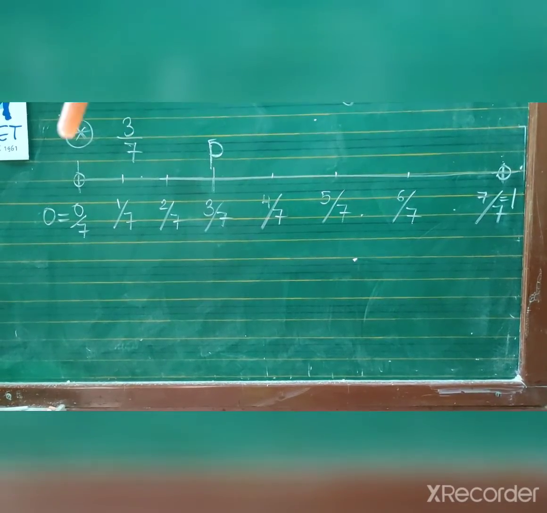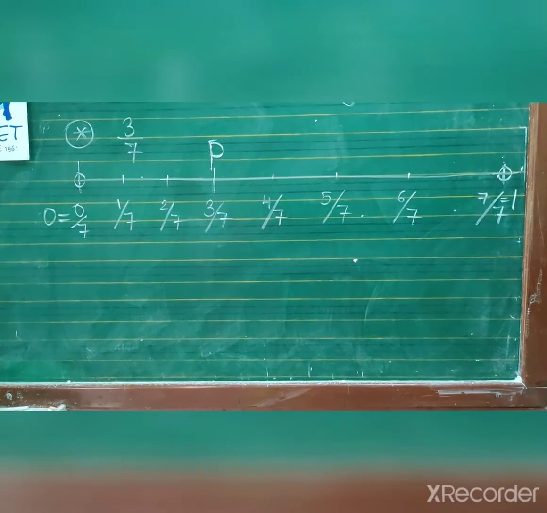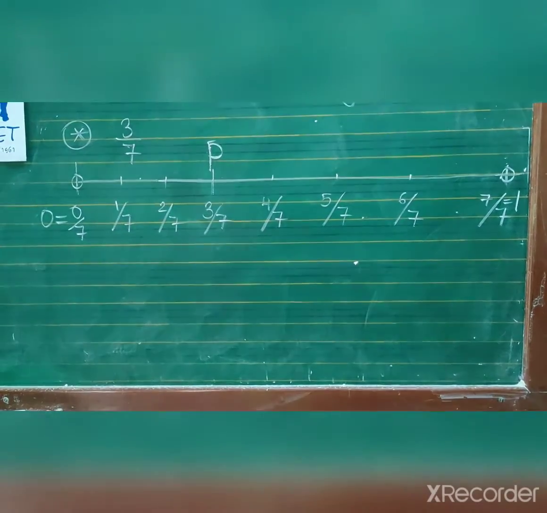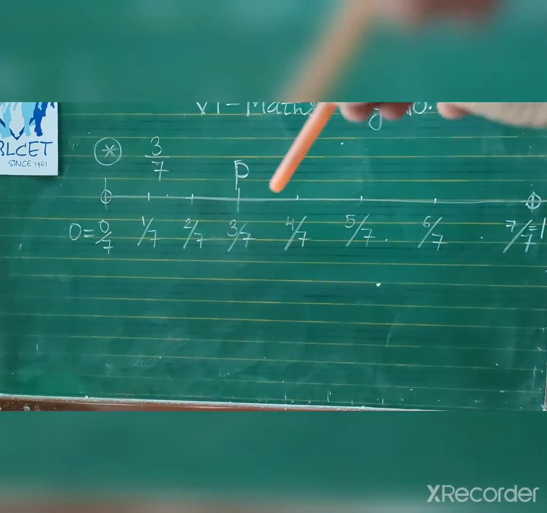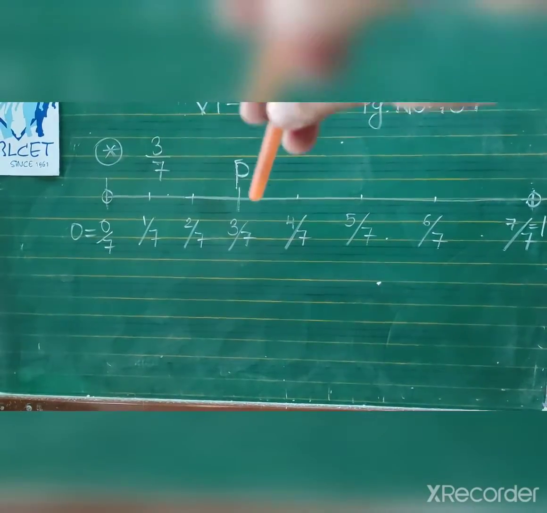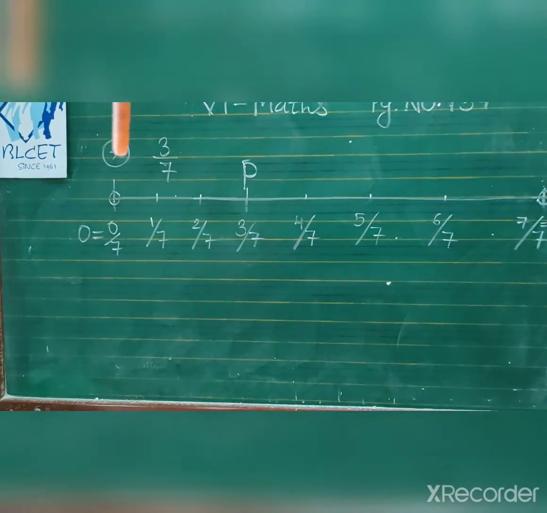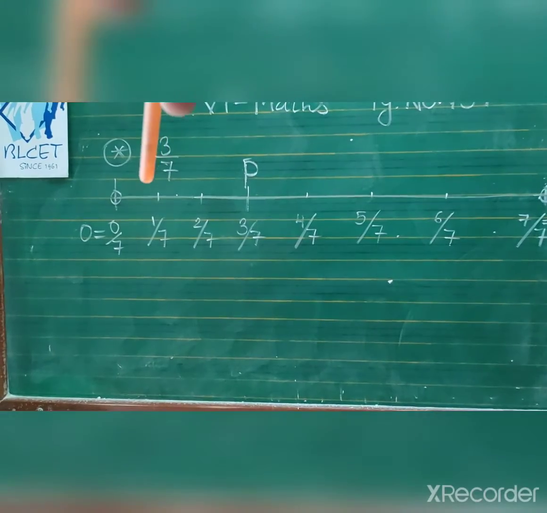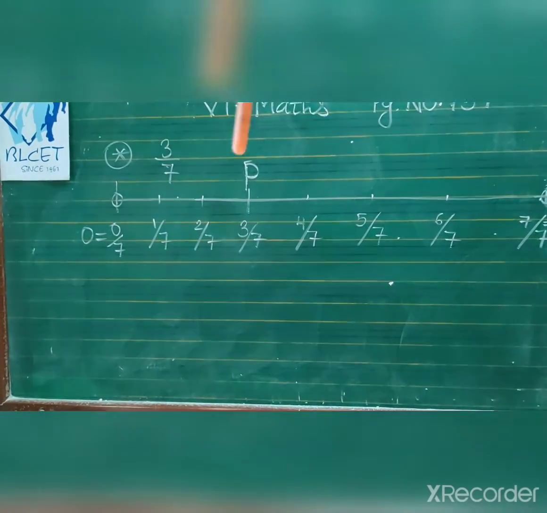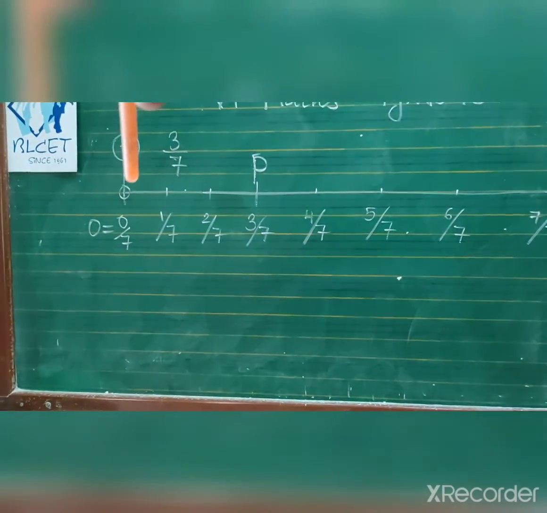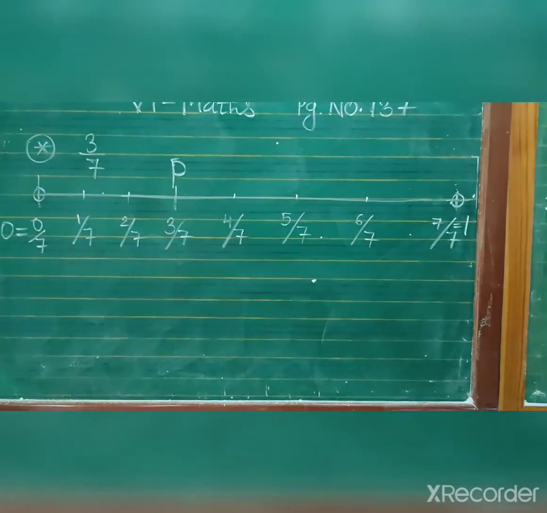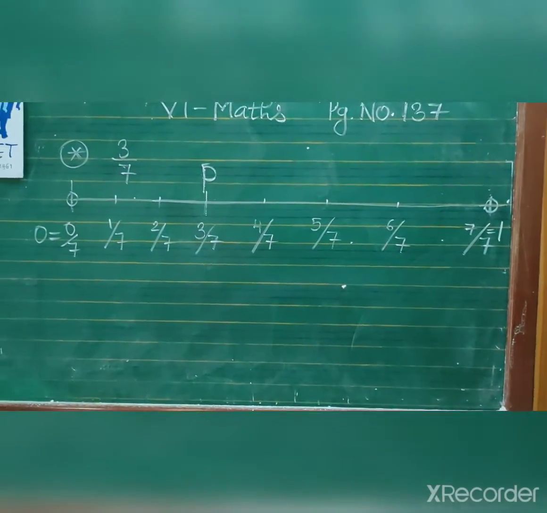Read the denominator and draw that many centimeters of line. Clear? Now 3 by 7 is here, and we will show 3 by 7 by capital letter P. So between 0 and 3 by 7, how many divisions are there? 1, 2, 3. And 0 by 7 we will show here, and 7 by 7 we will show here.